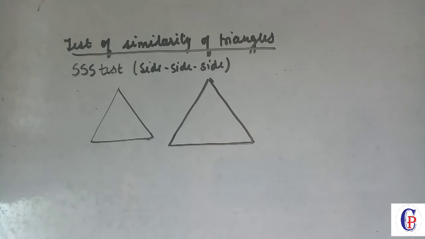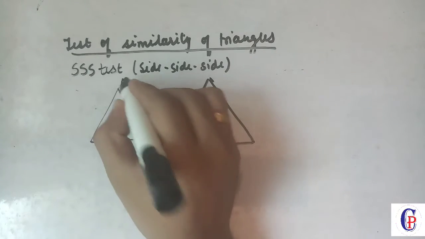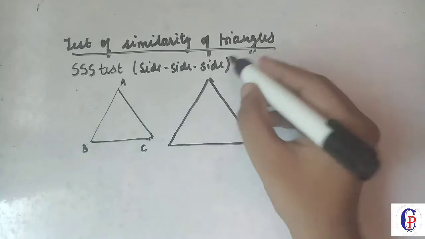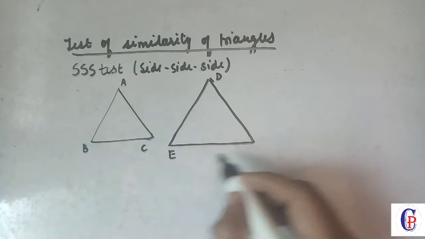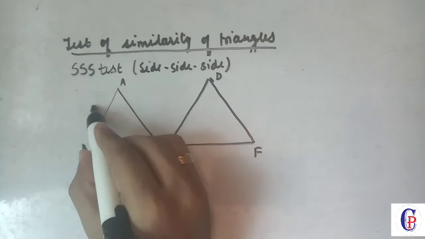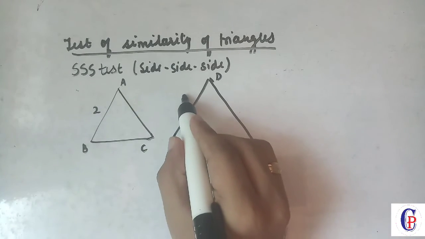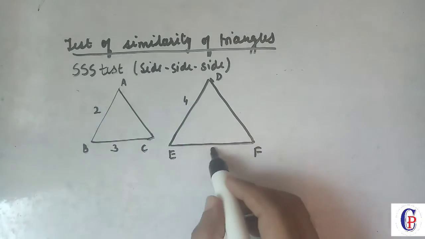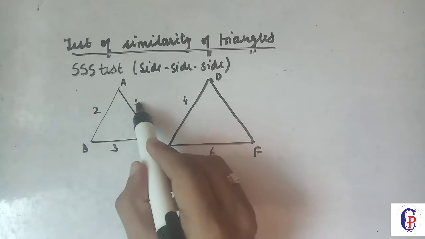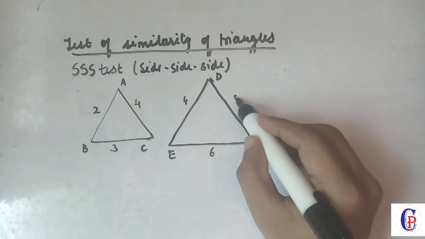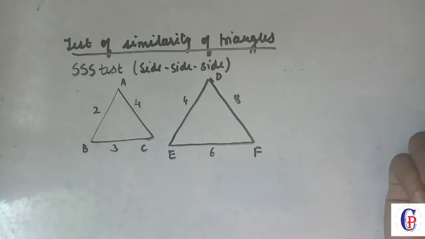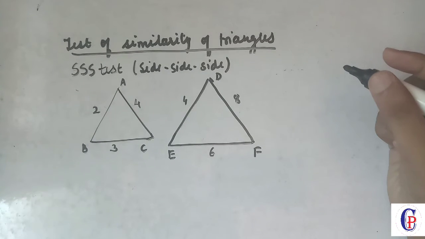So the first test is the side test. Suppose we have two triangles, triangle ABC and triangle DEF, and it is given to us that this is 2, this is 4, this is 3, this is 6, and this is 4, and this is 8. Suppose this information is given to us. So we can say that these two triangles are similar by side test.